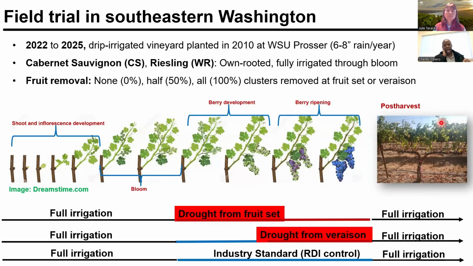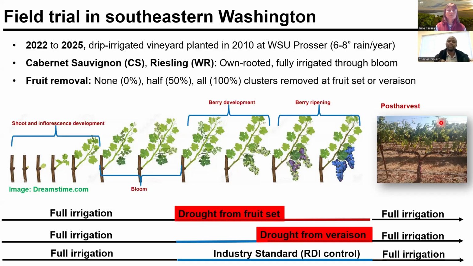In 2025, I stopped drought and re-irrigated all the vines. So all vines were irrigated in 2025, and no fruit was removed in 2025. This is a mature vineyard that we are talking about, and the varieties are two. Like we've said, the impact could be different depending on the variety and the wine style that we are looking at. And just for your information, this vineyard is unrooted.